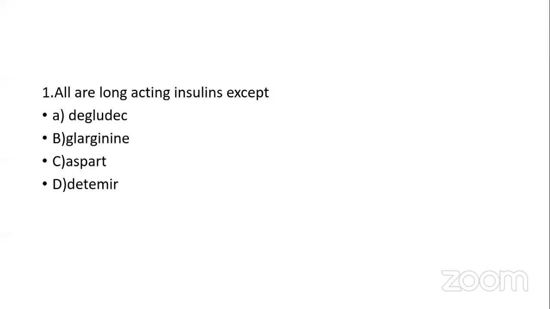They're giving the answers, ma'am. So the question is: all are long-acting insulins except which one? Whether it is degludec, glargine, aspart, or detemir. So what is the answer? Most of them are saying C, most of them have listened to the talk, I think. Yes, they're answering C. C is the correct answer.